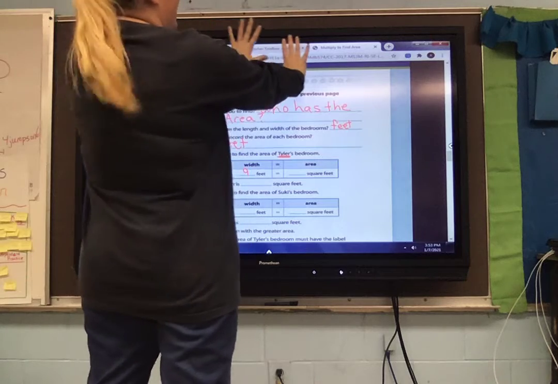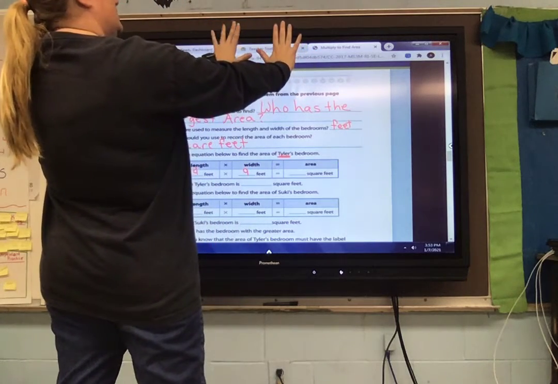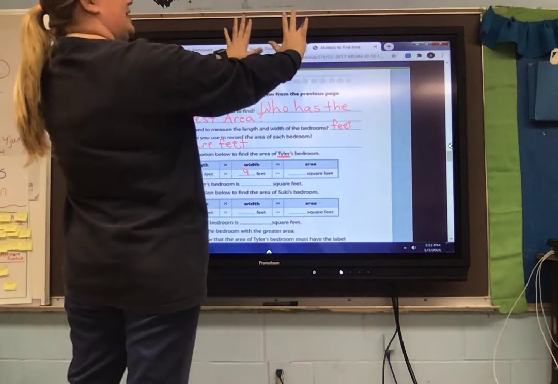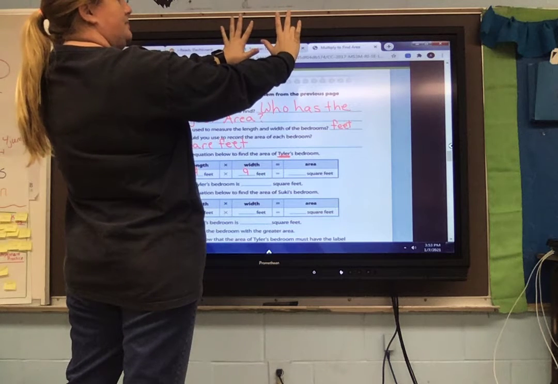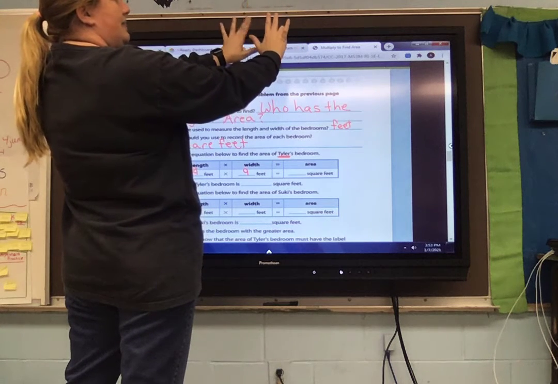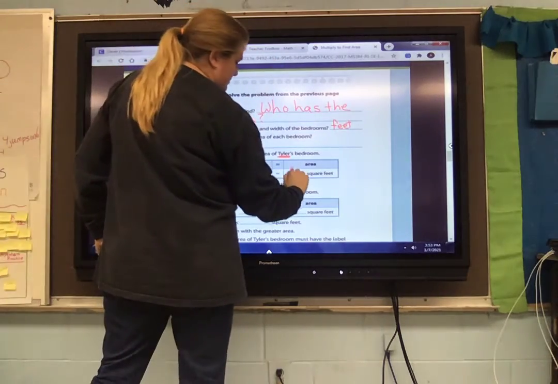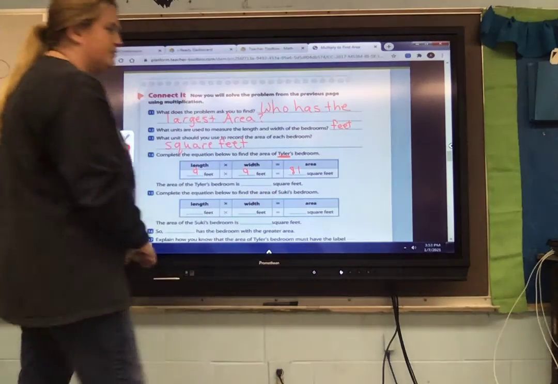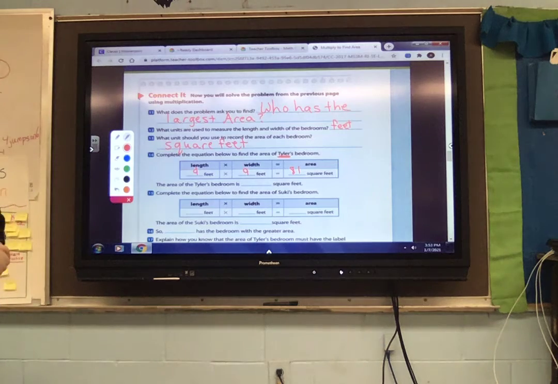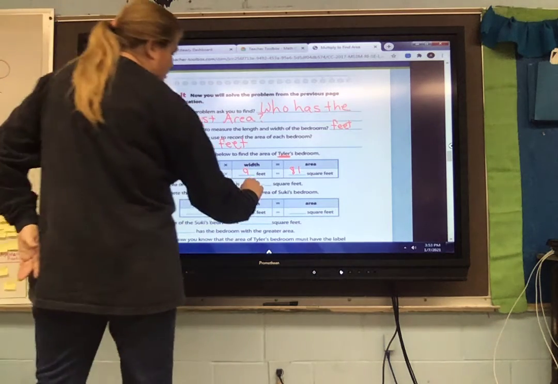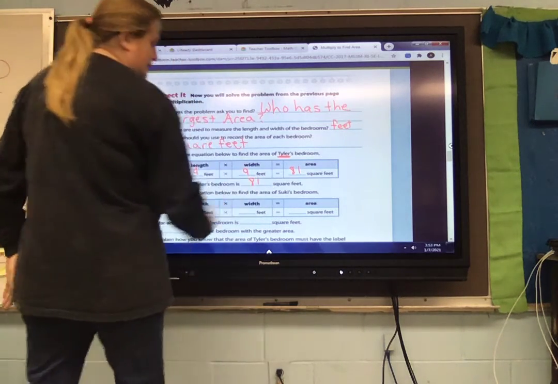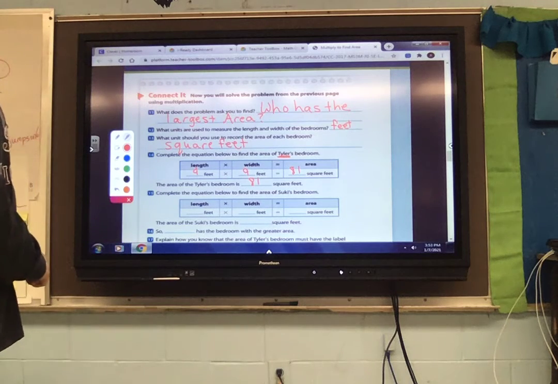And 9 times 9, you remember our hands? If I put down that ninth finger, 1, 2, 3, 4, 5, 6, 7, 8, 9, that's my ring finger on my right hand. That builds my wall. I have 8 and 1. So 9 times 9 is 81 square feet. They've already labeled it, so his area would also be 81. Length times width, we get 81.